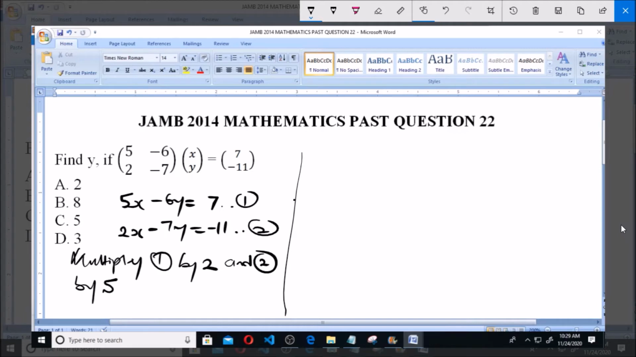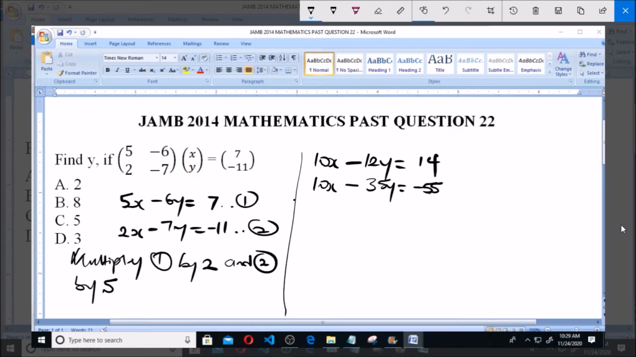So now, multiplying equation 1 by 2, 2 times 5 gives us 10x, minus 2 times 6 gives us 12y, equals 2 times 7, which is 14. Then equation 2, we multiply it by 5. So 5 times 2 gives us 10x, 5 times 7 gives us minus 35y, equals 5 times minus 11, which gives us minus 55.